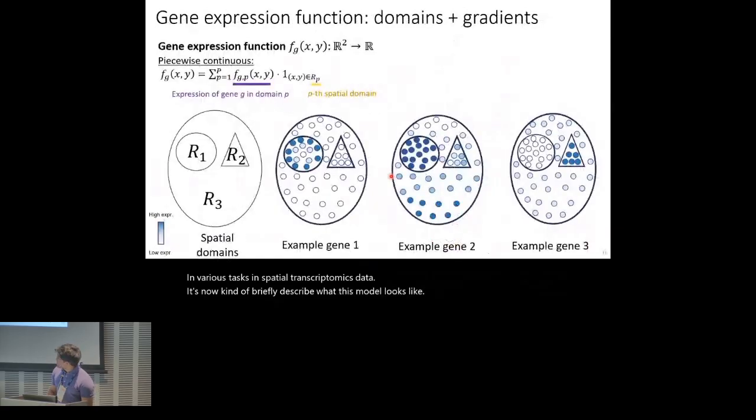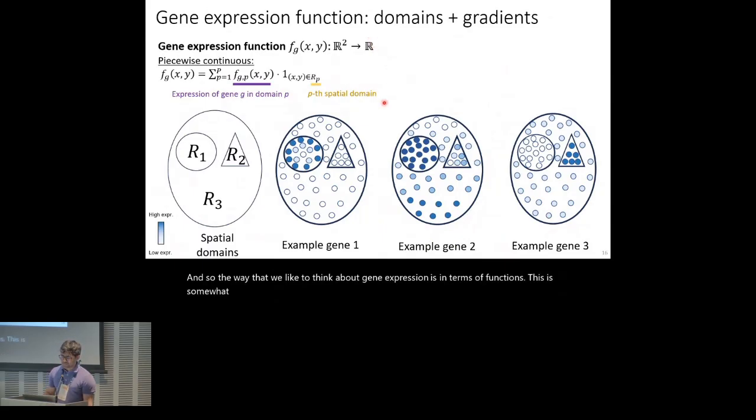The way that we like to think about gene expression is in terms of functions. This is somewhat different than how it might be presented in other spatial transcriptomics literature. The way you should imagine this is that if you have a single gene, I've called it g here, you should imagine that you have a function in space. f_g of (x, y) is a function where at every point (x, y), it gives you the expression of that gene. And we model this as being piecewise continuous. The pieces correspond to these different domains.